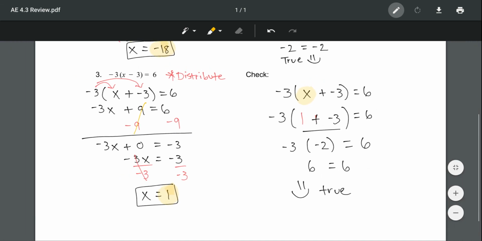So this concludes our review of solving equations algebraically and checking.